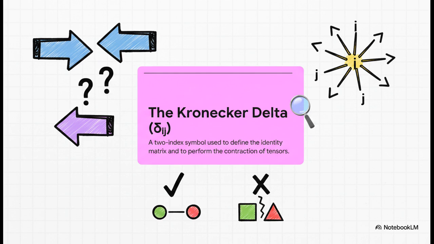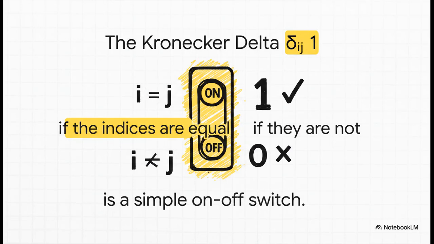You can basically think of it as just asking a question. Hey, are these two indices the same? And here's the answer it gives. The Kronecker delta is equal to 1 if and only if the indices i and j are the same. So delta 1, 1 is 1, delta 2, 2 is 1, you get it. But if the indices are different, like delta 1, 2 or delta 2, 3, it's just 0. It's basically a simple on-off switch.